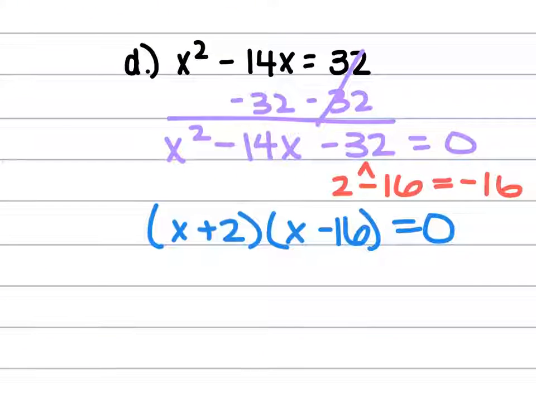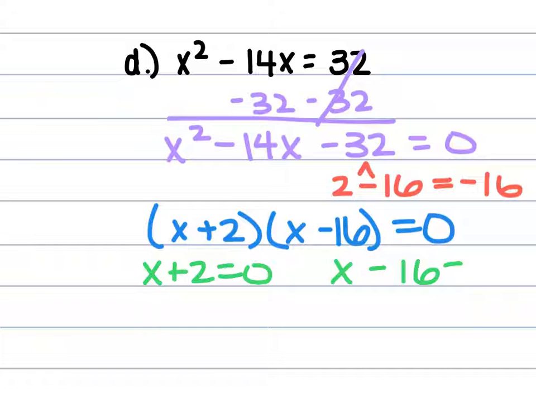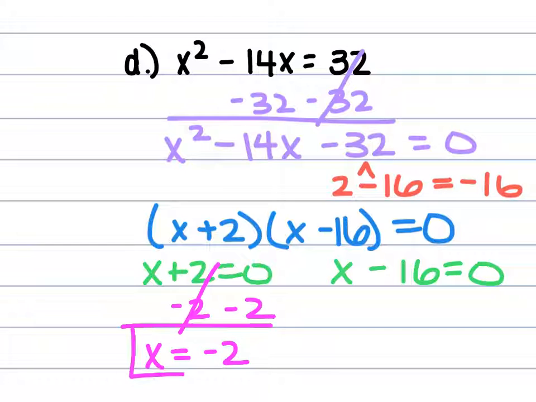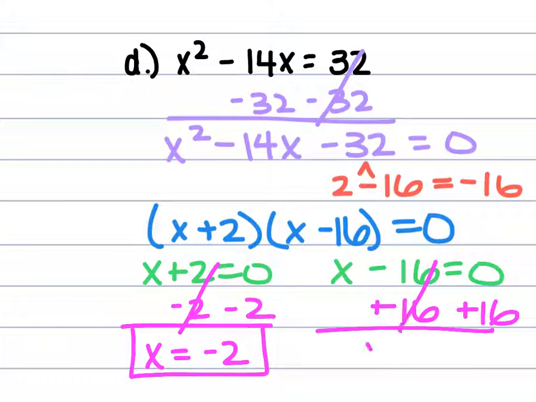Set each set of parentheses equal to 0, so x plus 2 is equal to 0, x minus 16 is equal to 0. Solve for x. Subtract the 2 from each side, we get x is equal to negative 2. Add the 16 to both sides, we get x is equal to positive 16.